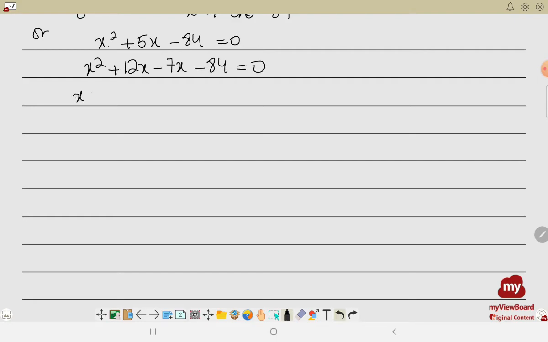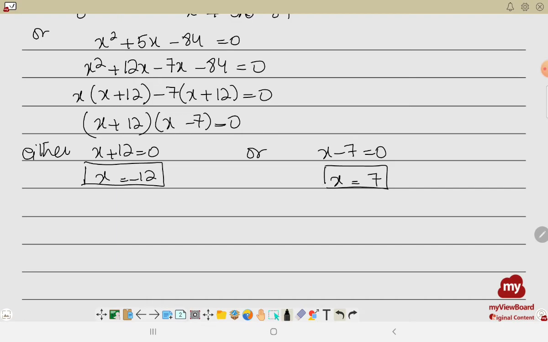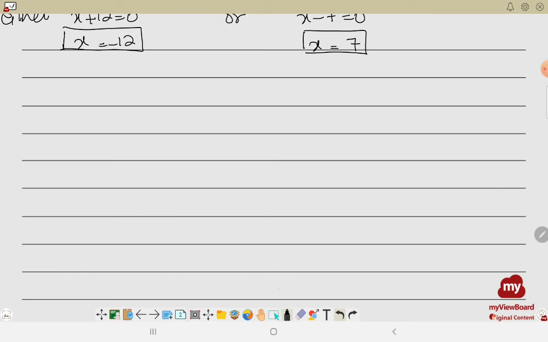And then we'll simplify further by taking the common factors. We'll have two common factors. We'll equate each factor to 0, so x plus 12 equals 0, or x minus 7 equals 0. We have x equal to minus 12, and x equal to 7. So now, before writing down the answer, we have to do the checking process.